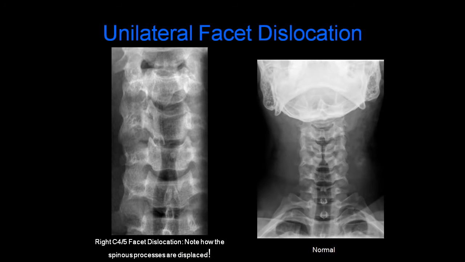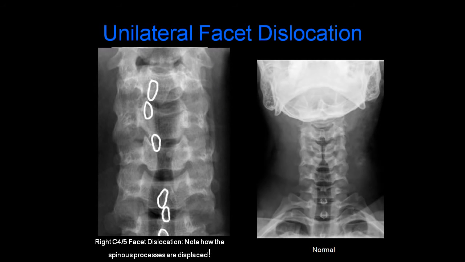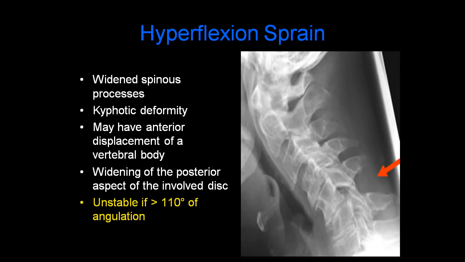On the AP view, on the left, note that there is right C4-5 facet dislocation because the spinous processes are displaced. On the right, we have a normal cervical spine.